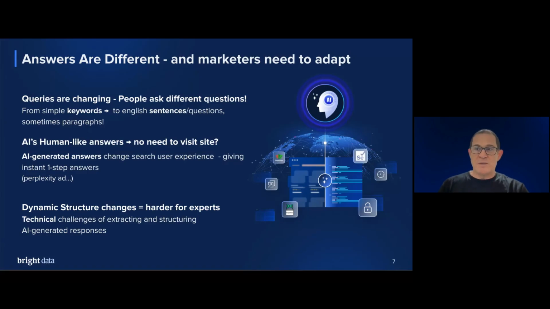And this also impacts the answers. Now, the answers coming from these search engines that use AI are very different, because in many cases, they integrate information from sites, and then there is little to no need to visit the actual site. And this changes the user experience. We're going to see a nice ad from Perplexity in a second. And the last thing that's different with answers is that the structure is changing. We are all used to the classical structure of a search page or the results page, and that's different. And it's different based on what you're asking. It's very, very hard to predict, and that makes life difficult for experts in search such as yourselves.